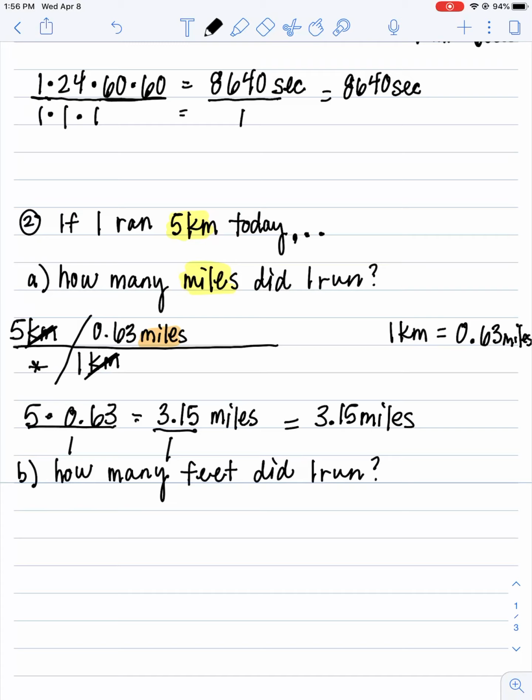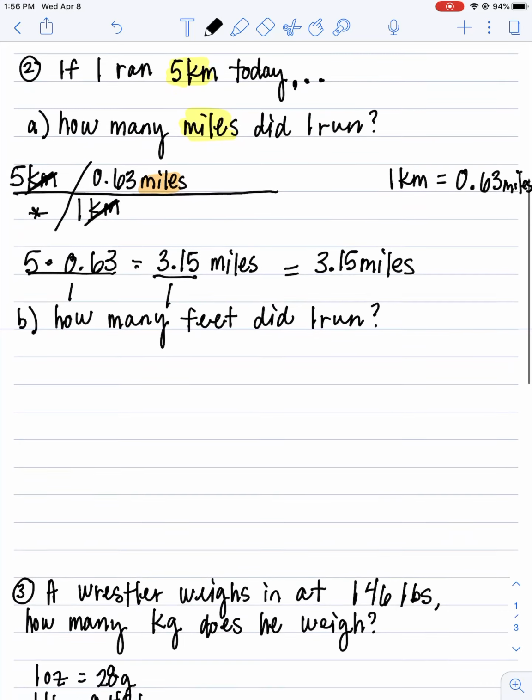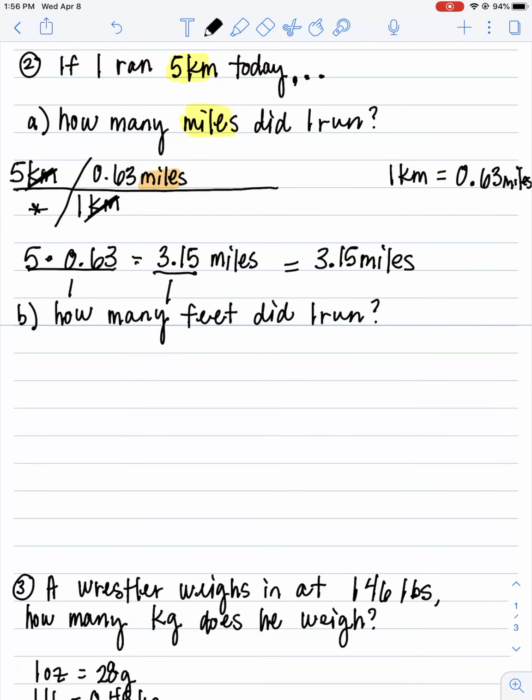And that's true, guys. Like, I knew that off the top of my head because when I run 5 kilometers, I know I'm running around 3.15, somewhere in there, miles. So that is completely true, okay?